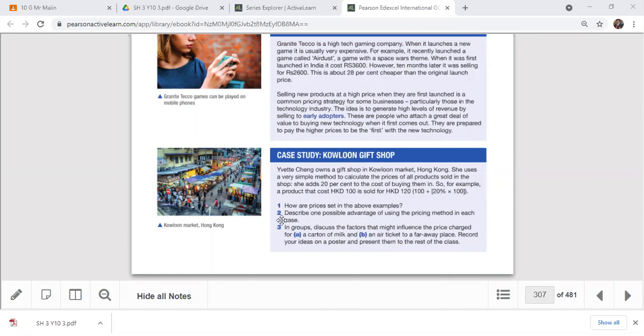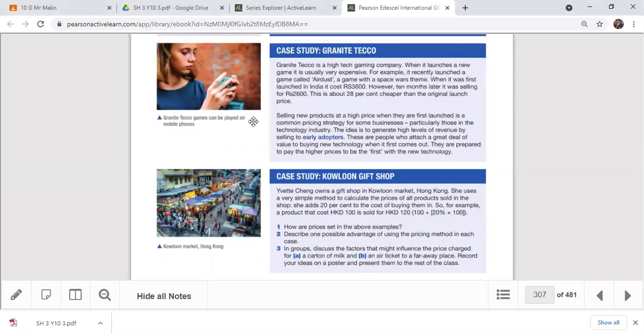So a possible advantage of this, mainly in this case, you can have a high profit margin. Sometimes in technology business, there are so many research and development costs involved. They can cover the initial research and development cost by charging a high price, and later on they can charge the other layers in the market by reducing the prices. And here the gift shop, cost plus pricing is always easy to calculate, and it always ensures that the profit margin is guaranteed in the price.